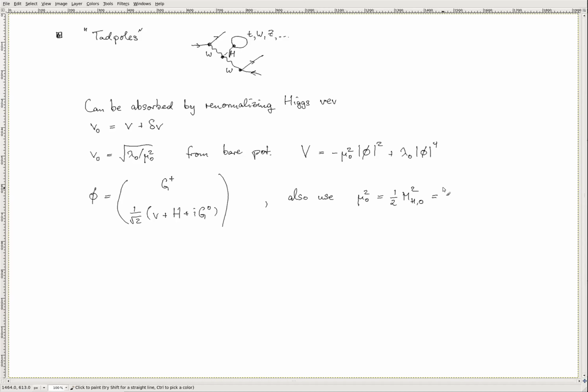But once I include higher order corrections, the bare mass can be related to the renormalized mass plus the mass counterterm. So I can introduce this mass counterterm here for the Higgs mass, and I can introduce this vacuum expectation value counterterm over here. If I do all that and I plug this into the potential V0, then I can write this potential V0 as a sum of two parts. The V is a renormalized potential which has just the same form as the bare potential, but written in terms of renormalized quantities.